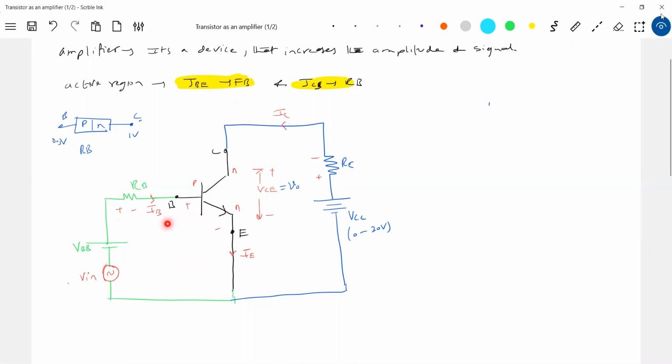Okay, let's write KVL. Now, what is the KVL? Plus V in plus VBB minus IB RB minus IB RF minus VB equal to 0. I am bringing so many things here. From where has this RF come? The forward resistance.